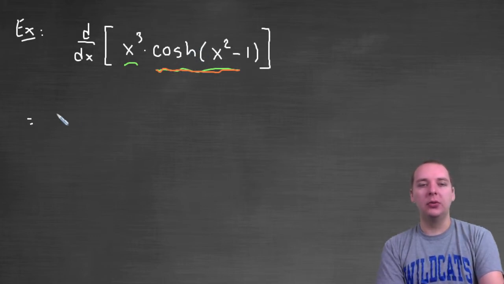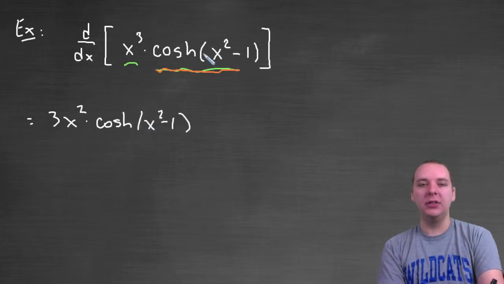Okay, so we know the product rule well. It says take the derivative of the first of the two expressions. Derivative of x cubed would be 3x squared times the second expression, so times hyperbolic cosine of x squared minus 1. You don't differentiate it yet. And then you have plus the first, so we have x cubed, times the derivative of the second.